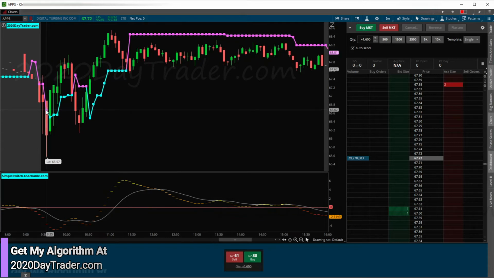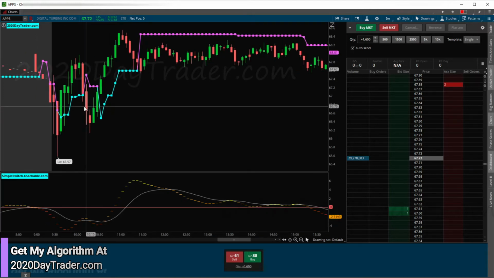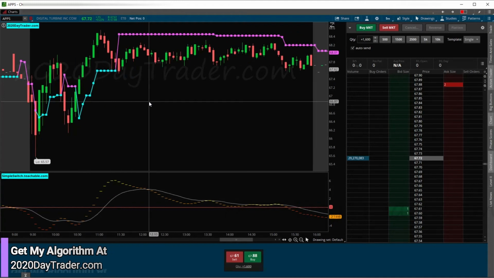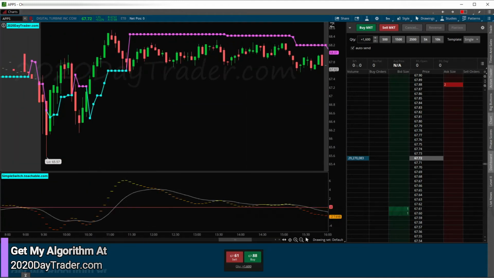So APPS, we trade on the simple switch day trading strategy with permission. Sometimes, depending on the setup, I'll trade a switch back on it, but for the most part, it just has to be the strategy. So we got switches, plenty of them, but you can see following the line down, no permission on APPS today, so no trade.